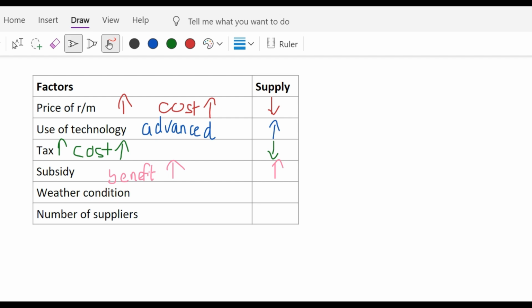Next we have weather condition. Now this depends on the product we are looking at. So let's say agricultural products, that's the best example. Let's say I'm cultivating corn. If the weather condition is favorable, my harvest would be greater. That means my supply will be greater as well. But if the weather is unfavorable, if it's raining heavily or if it's too sunny, then my crop can get destroyed. Then the supply might reduce. There will be a shift to the left in the supply curve.